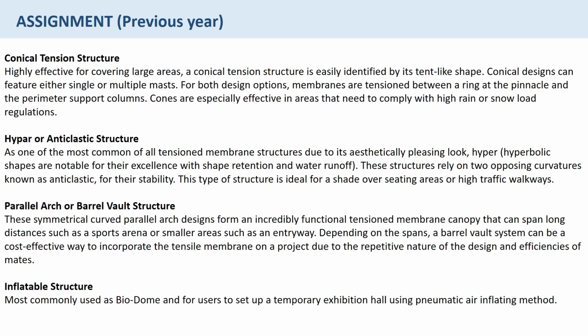So what is a conical tension structure? Highly effective for covering large areas. A conical tension structure is easily identified by its tent-like shape. Conical designs can feature either single or multiple masts. For both design options, membranes are tensioned between a ring at the pinnacle and the perimeter support columns. Cones are especially effective in areas that need to comply with high rain or snow load regulations.